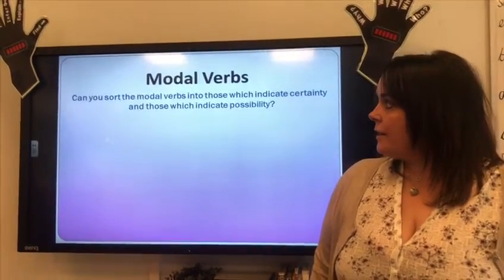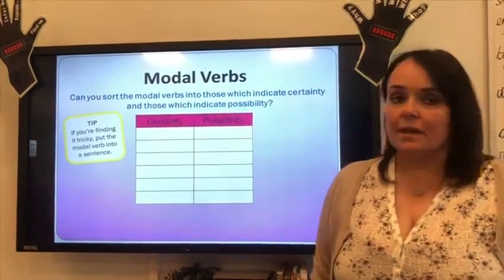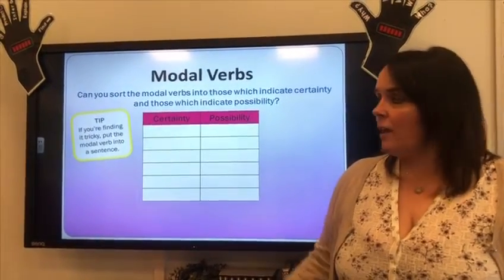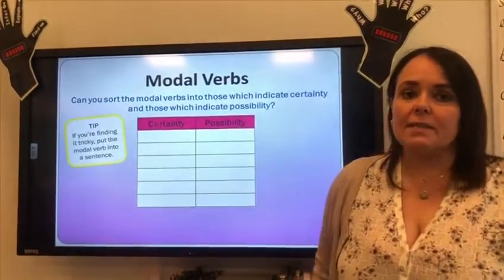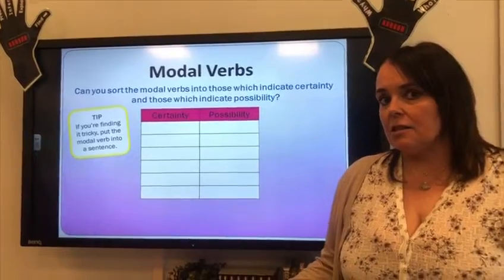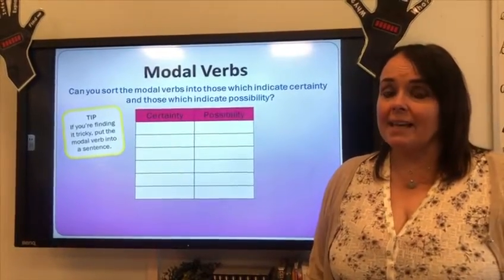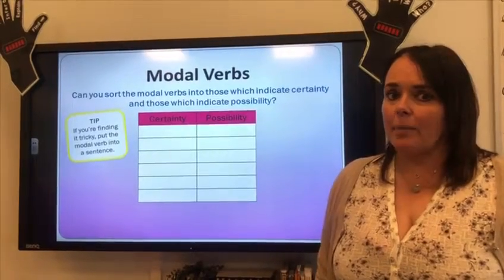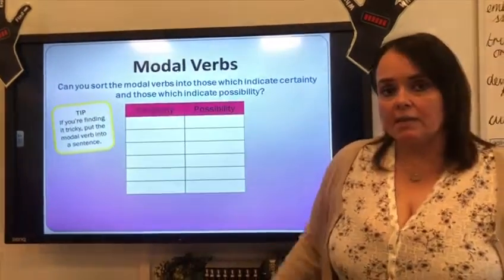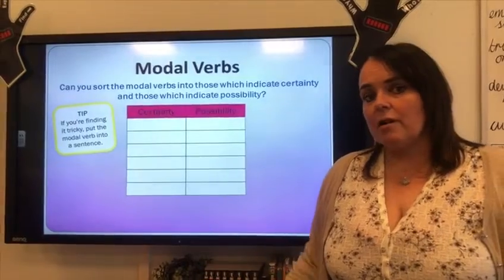What I'd like you to do now is sort the modal verbs. If you draw a table in your book, think about the modal verbs that say that something is certain to happen. It's definitely going to happen. And the modal verbs that say that something possibly may happen. Can you sort them into two columns? Add some of your own to that as well.